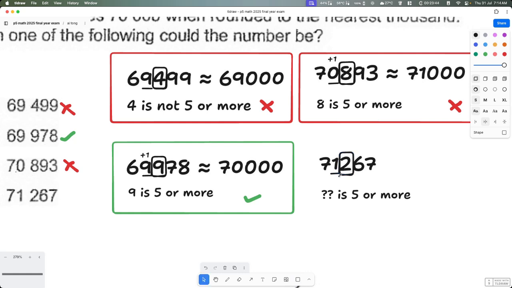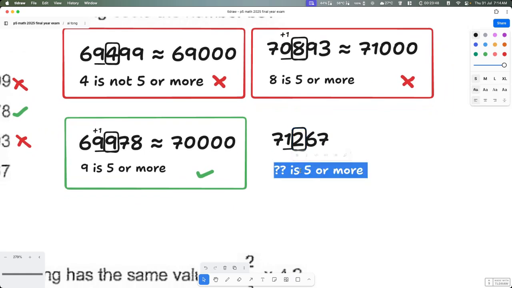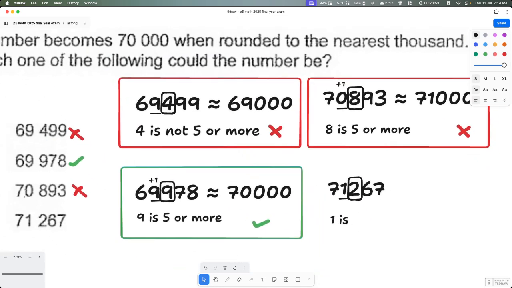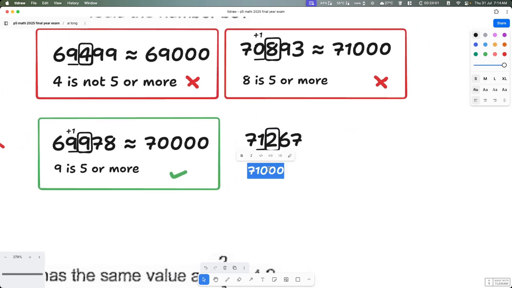So you could see that 1 is already not a, well, 1 is, yeah. So in this case, it's 71,000, whether you round up or round down. So it starts with 71,000. So that means in this case over here, this is also wrong.